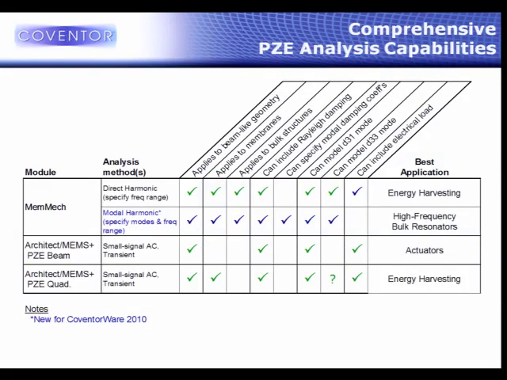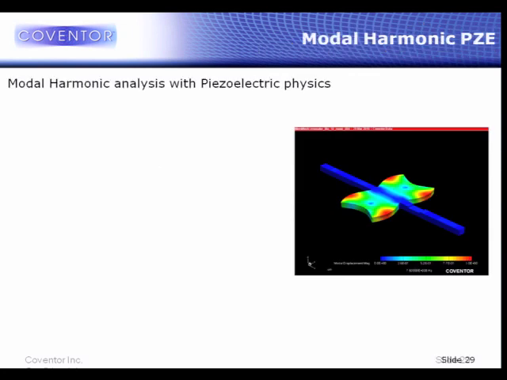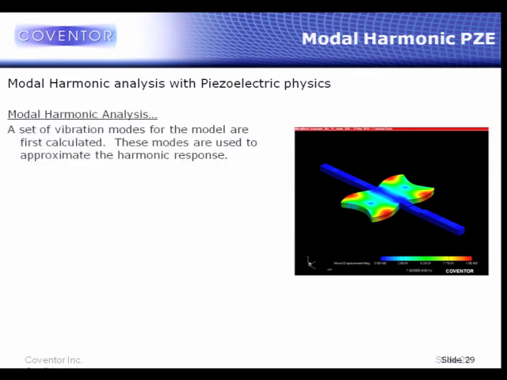And in the same way, for piezoelectric analysis, we have lots of capabilities in MEMMECH, in MEMS Plus, and in Architect, and it depends what kind of device you're looking at, which one is the best choice. One of the things that we added recently to MEMMECH is the ability to do modal harmonic PZE. Previously, we could only do direct harmonic, which was slow.